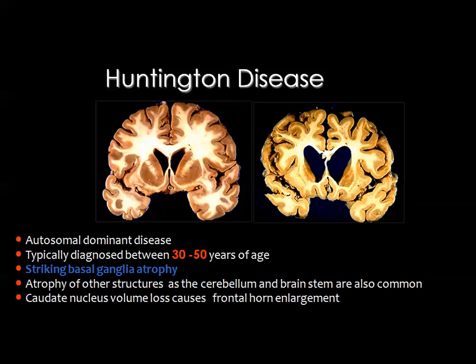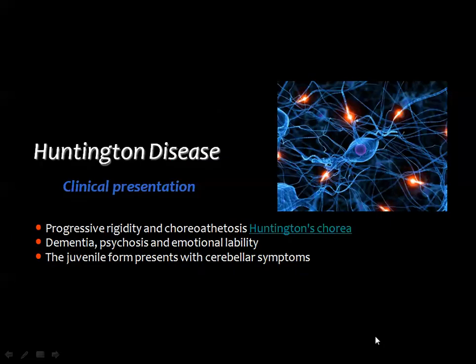Then we came to Huntington disease, and this is an autosomal dominant disease, and it typically presents by the age of 30 to 50 years. And the main imaging finding is the severe atrophic changes of the basal ganglia, especially the caudate nuclei. And this is the appearance of the basal ganglia in a normal brain sample. And here you can see the atrophic changes with consequent dilatation of the frontal horns of the lateral ventricles. Patients with Huntington disease present with progressive rigidity and abnormal movement, as you remember, what is known as Huntington chorea, with some dementia, psychosis, and emotional lability.